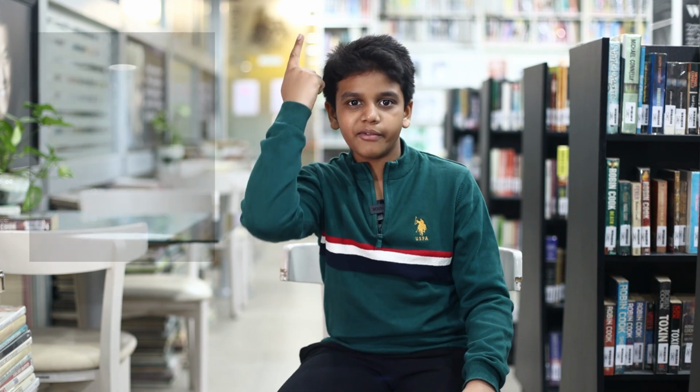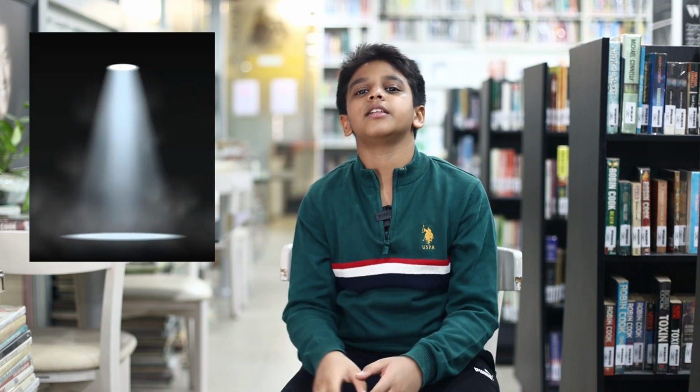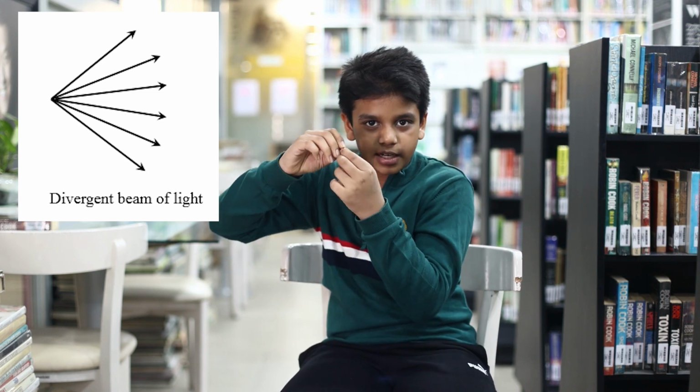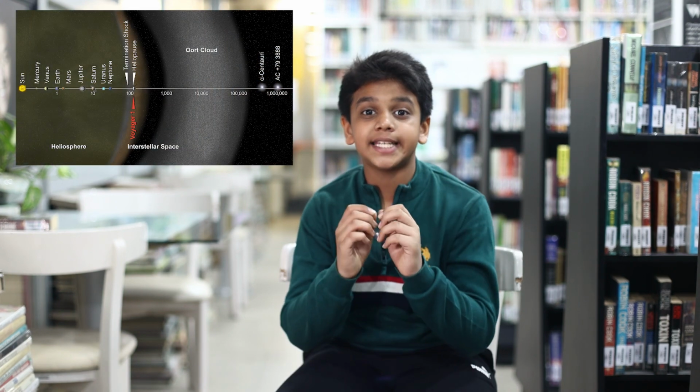Then there are divergent beams of light. Like light from a point source, it scatters around, for example, an LED light or the light just above me, shining like a spotlight. And a convergent beam of light is the opposite of divergent. Light from all around comes and converges into a tiny point. Pretty cool. And light travels 3 lakh kilometers per second.